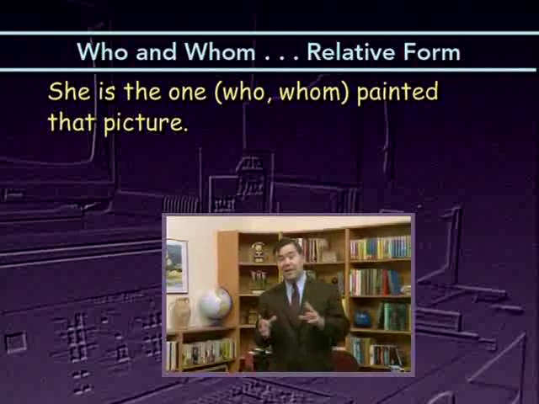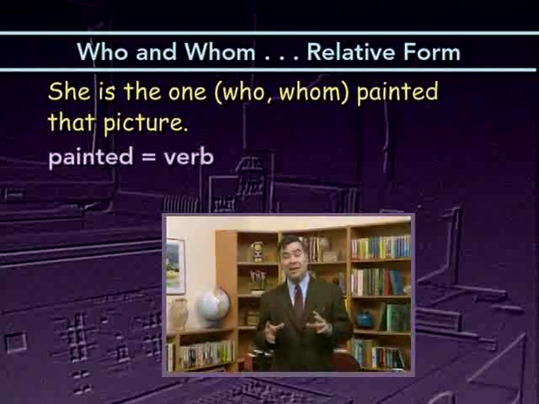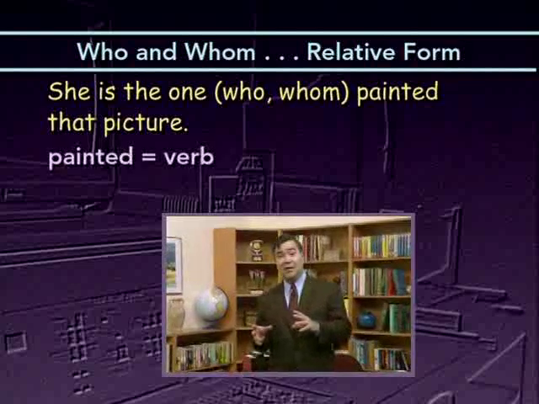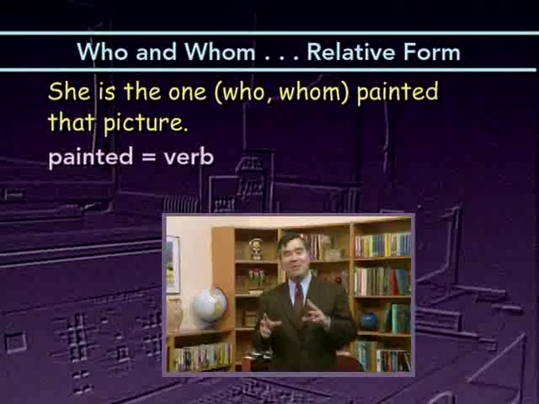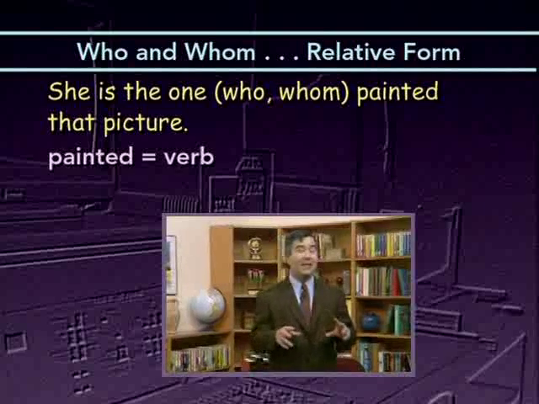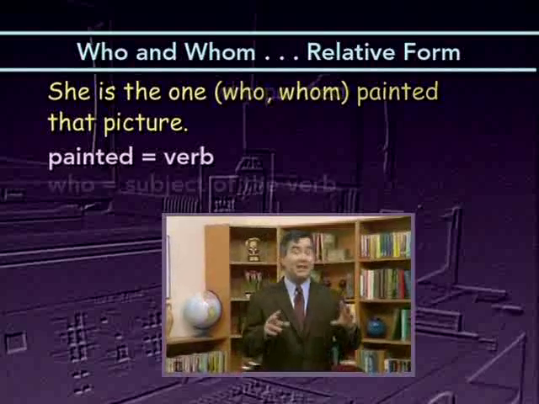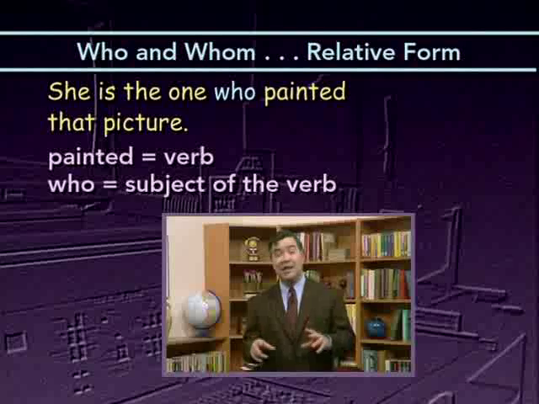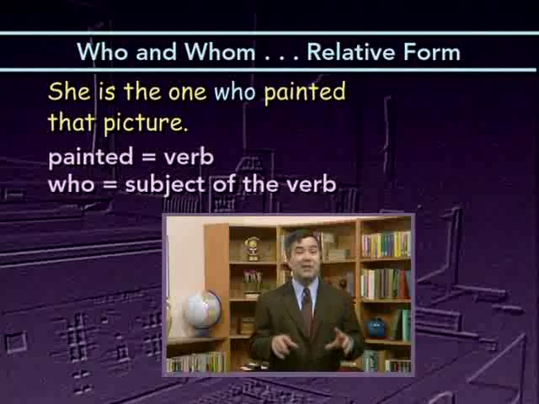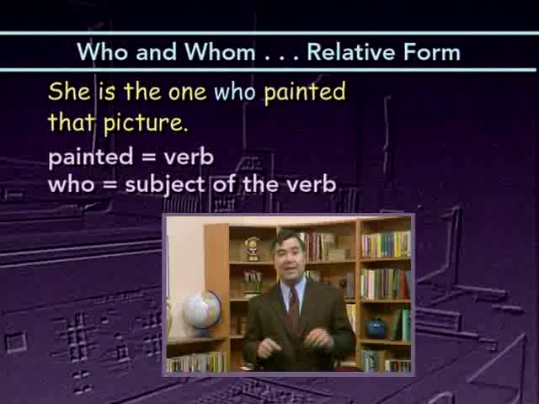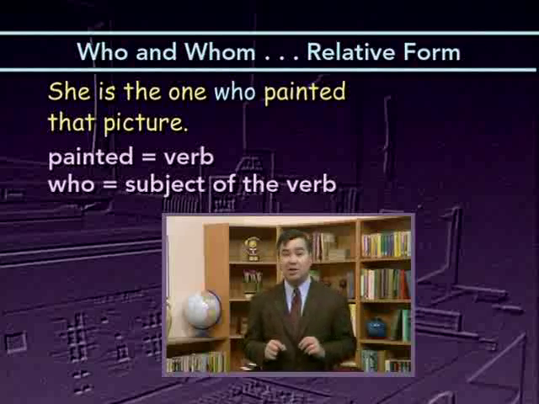Now the verb in the subordinate clause is painted. Who or what did the painting? Well, who or whom would be the subject of the verb painted. That's the one that's doing the painting. Since the pronoun is being used as the subject of the verb painted, it should be in the subjective case, who. So who would be correct. She is the one who painted that picture.